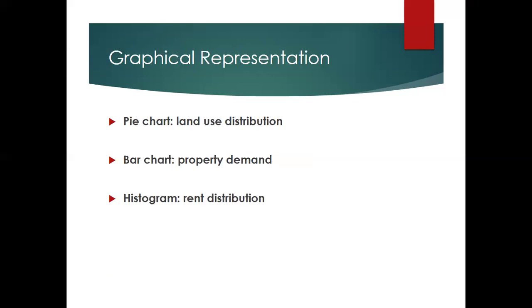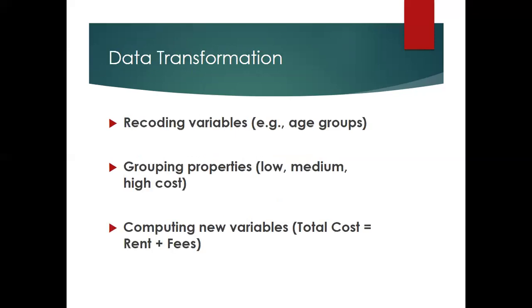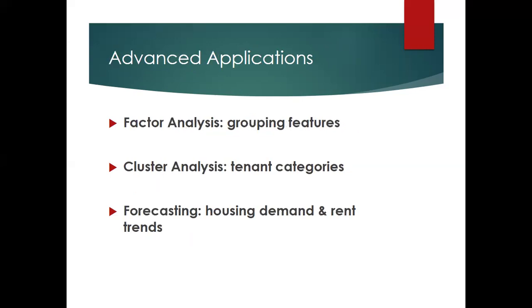And also for the graphical presentation, I talked about the pie chart, which can be used for land use distribution, the bar chart, which can be used for property demand, the histogram, which can be used for rent distribution. Then data transformation, which I said earlier basically records data in groups. It helps to make your coding meaningful. For example, when recoding your variables, age in groups, grouping property, computing new variables.